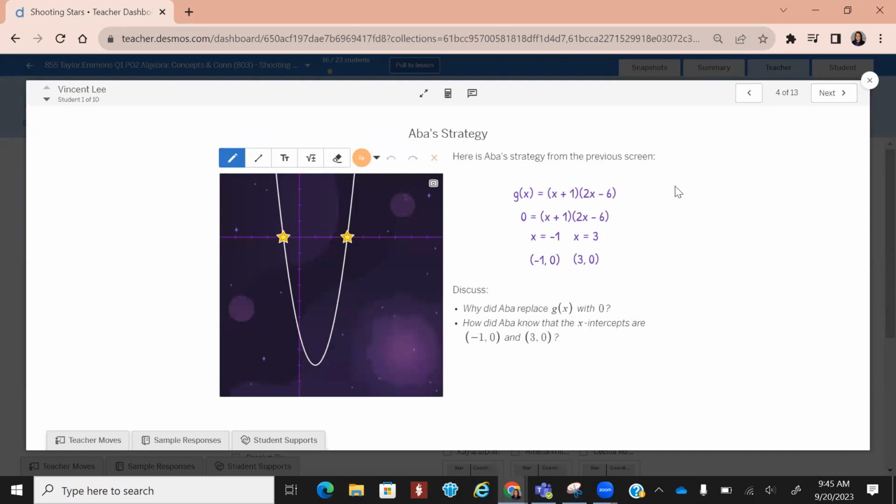All right, here's Abba's strategy from the previous screen. Why did Abba replace g of x with 0? So why are we setting this equal to 0? Because the y is going to be 0. Remember how we talked about how the x-intercept is some number, comma 0? That's why we set it equal to 0. Okay.